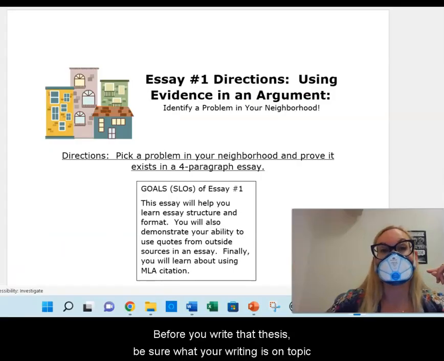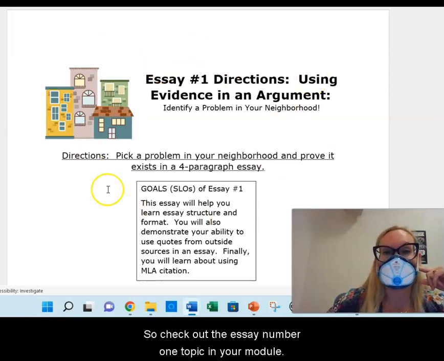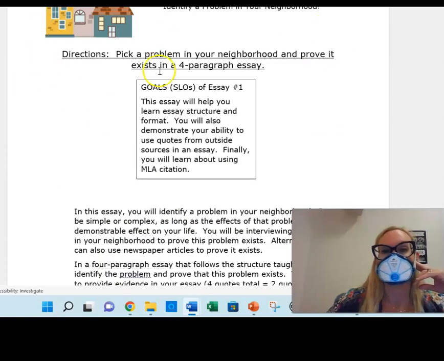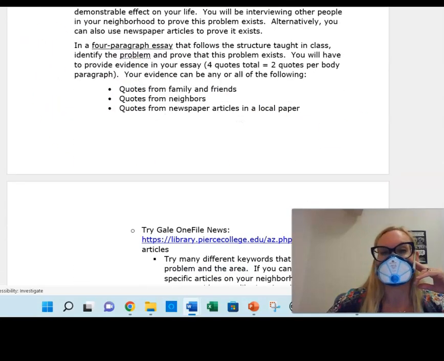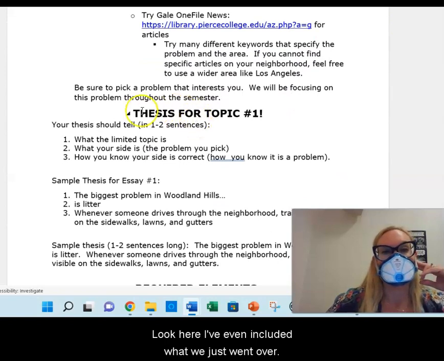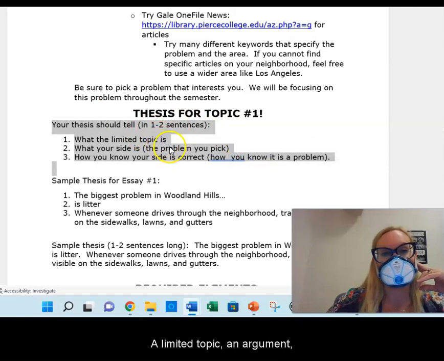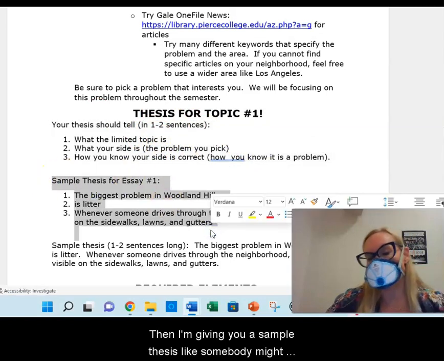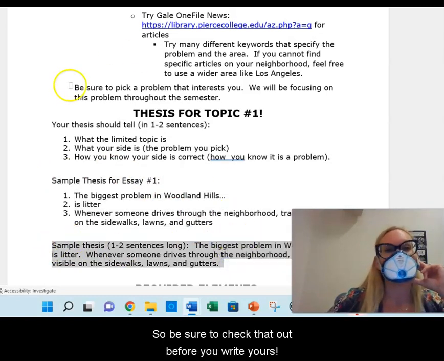And before you write that thesis, make sure what you're writing is on topic. So check out the essay number 1 topic in your module, read it carefully, read the directions, and look here. I've even included what we just went over, right? A limited topic, argument, and explanation. And I've given you a sample thesis, like somebody might write for this essay. So be sure to check that out before you write yours.